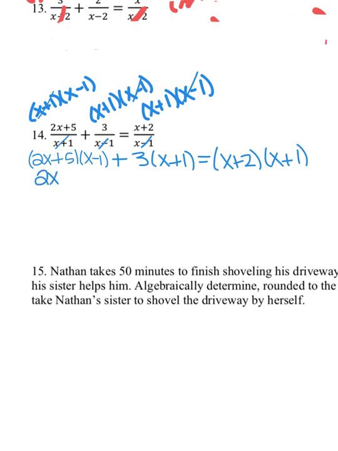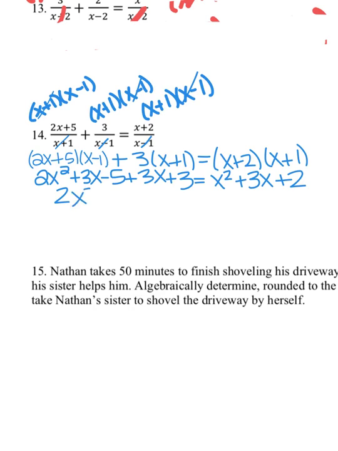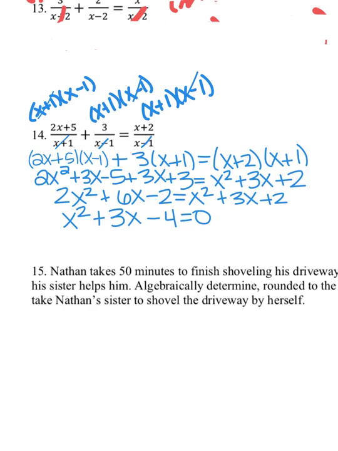This gives me 2x squared plus 3x minus 5 plus 3x plus 3 equals x squared plus 3x plus 2. So this side is 2x squared plus 6x minus 2 equals x squared plus 3x plus 2. When I subtract, so 2x squared minus x squared is just 1x squared. 6x minus 3x is plus 3x. Negative 2 minus 2 is negative 4 equals 0.